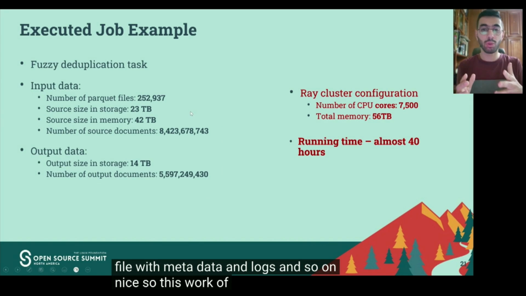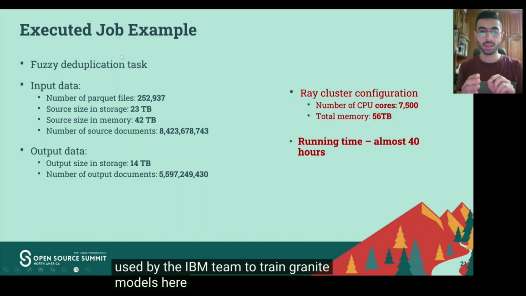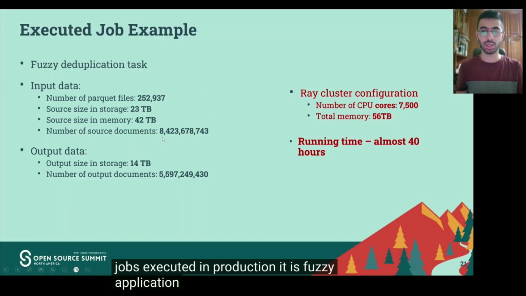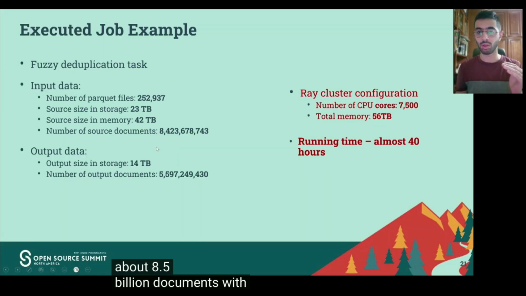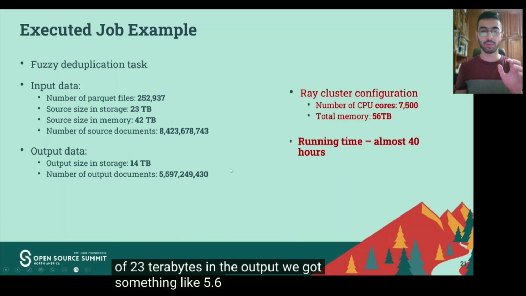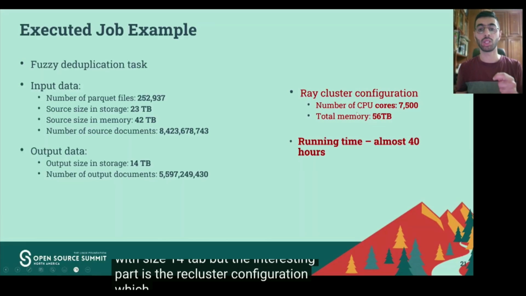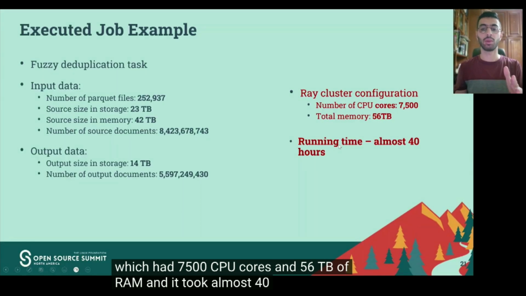Nice. So this work of KFP with Ray is used by the IBM team to train Granite models. Here is one of the examples of jobs executed in production. It is a fuzzy deduplication task with input data of about 8.5 billion documents with a compressed size of 23 terabytes. In the output, we got something like 5.6 billion documents with a size of 14 terabytes. But the interesting part is the Ray cluster configuration, which had 7500 CPU cores and 56 terabytes of RAM, and it took almost 40 hours to finish.